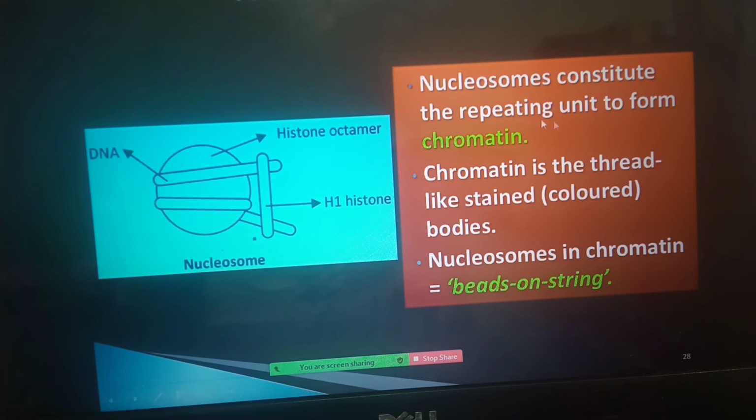Nucleosomes constitute a repeating unit that forms chromatin. As I said, chromatin is a thread-like structure, and they are the colored bodies. Nucleosomes appear under the microscope like beads on a string.